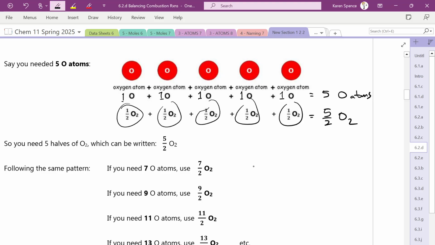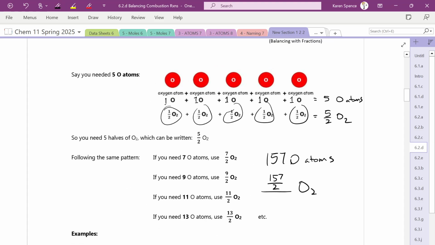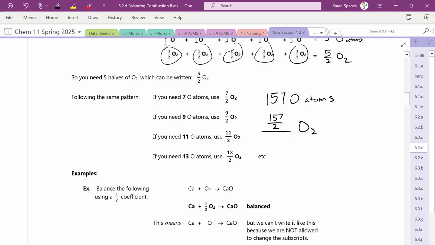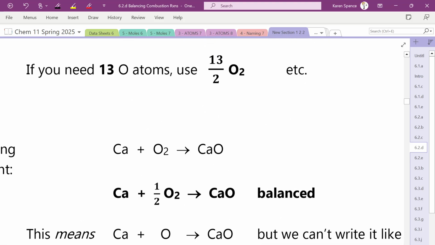But what if you wanted 157 O atoms? How many O2s could you use? 157 over 2. Yes? Okay. So let us try an example. This first one, you could easily balance this without using a half at all, but let's just try using a half for fun, okay, for funsies.